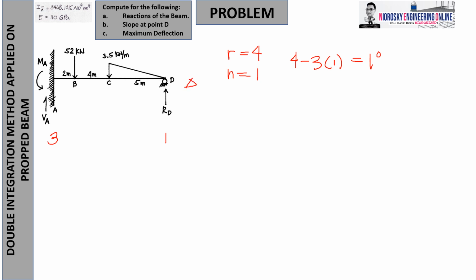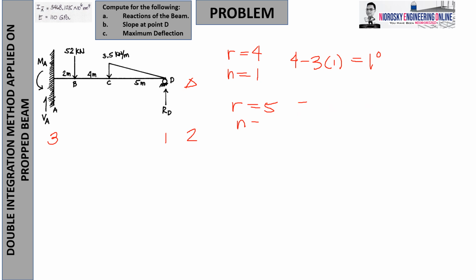Likewise, if we have a hinge support to replace the roller support, there are 2 reactions on a hinge, and the sum of the reactions is 5. Okay, n is also equal to 1. Sorry, it's 5. Then, burahin natin para malinaw. So it's 5 minus 3 times 1, it's second degree. Regardless, we are going to use the double integration method to calculate kung ano ang mga pwede natin mahanap using the double integration method.